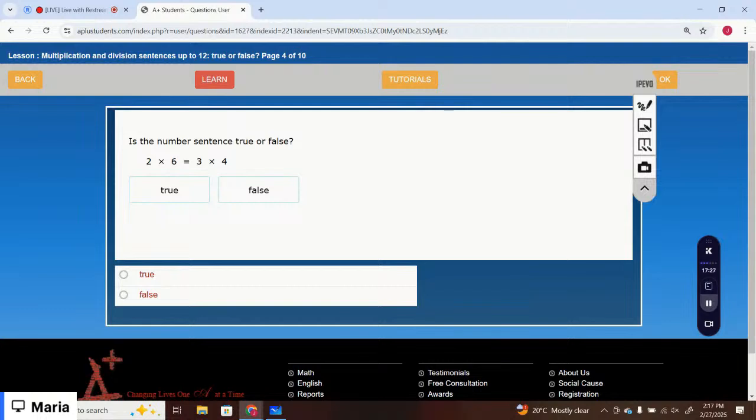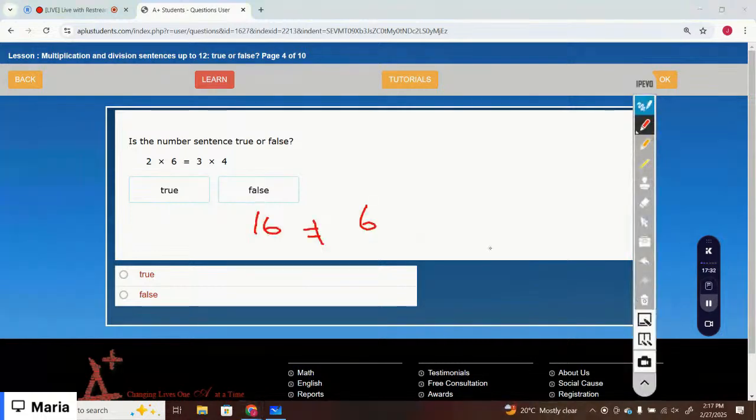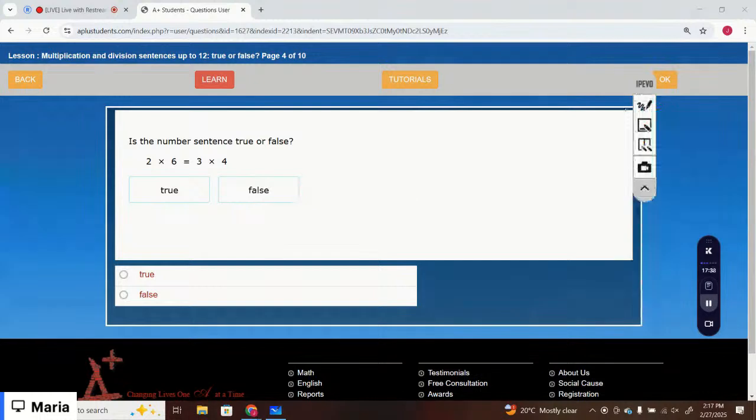Is the number sentence true or false? 2 times 6 equals 3 times 4. 2 times 6 is 12 and 3 times 4 is 12. So both sides are exactly equal. So true it is. Option number 1 is the correct option.